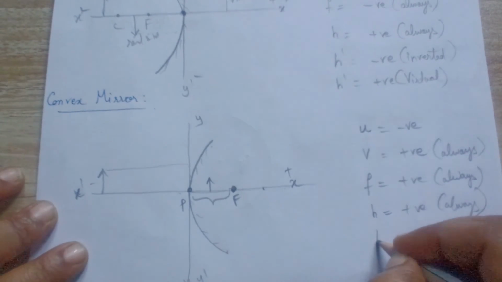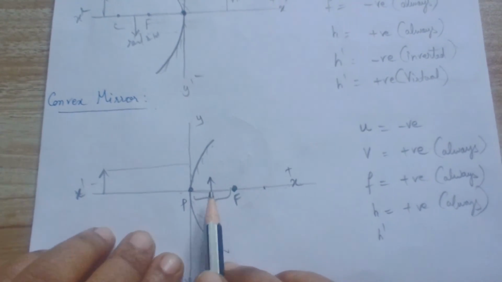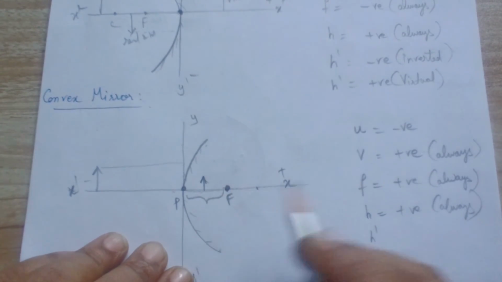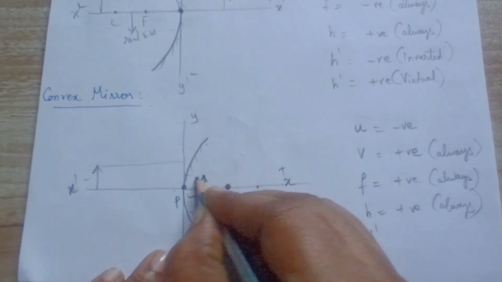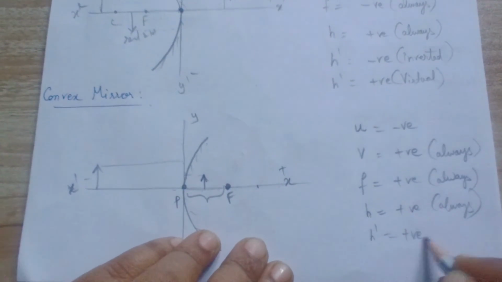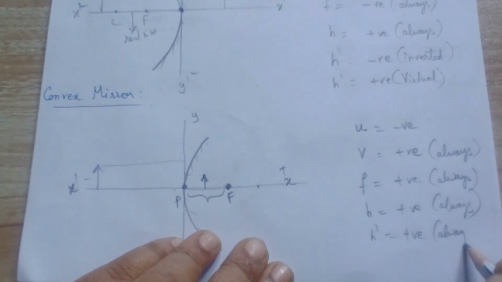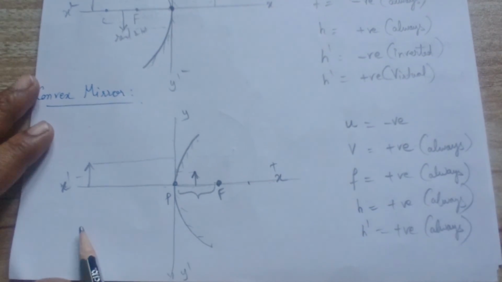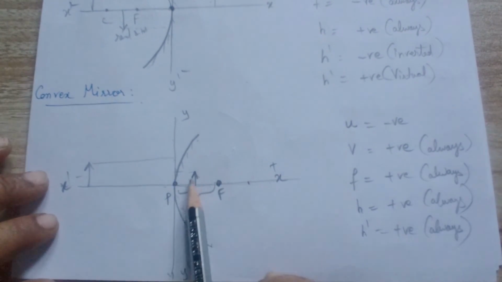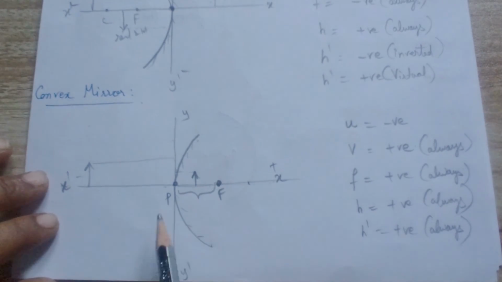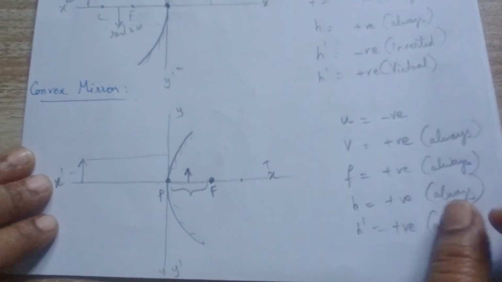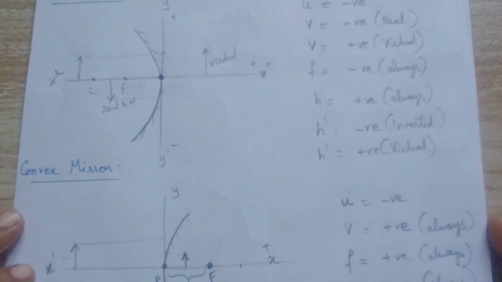Next, what about h dash? The image is always present in this. You will get an erect image, so it will be above the principal axis. So we will measure with this y axis only. So it is again always positive. Whenever the image is inverted and real, you will get the negative image height. In the case of convex mirror, you will get only the virtual and erect image. So your image height will always be positive. Okay, clear on the sign convention? It is very important while doing the numericals. Okay, thank you.